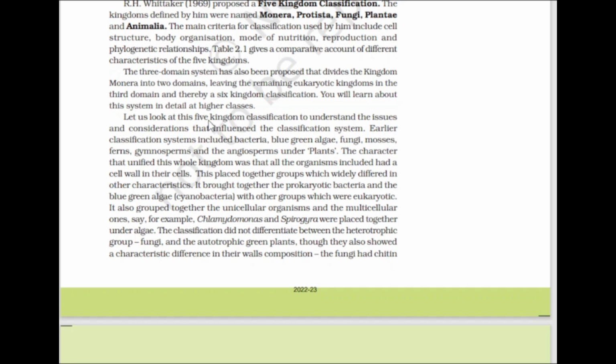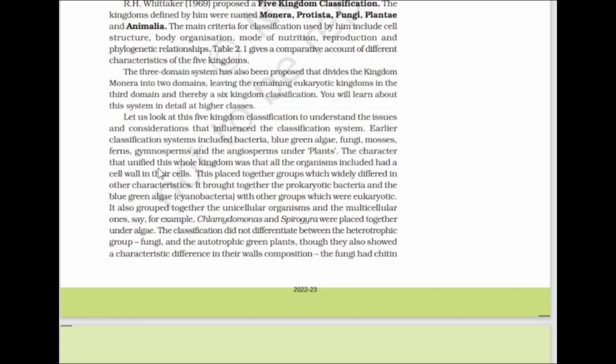Let us look at this 5-kingdom classification to understand the issues and considerations that influence the classification system. First, we will understand this 5-kingdom classification properly. Earlier classification systems included bacteria, blue-green algae, fungi, mosses, ferns, gymnosperms, and the angiosperms under plants. All of these came under plants.